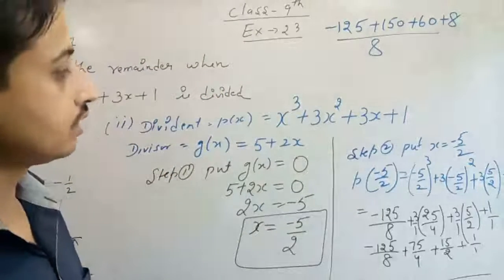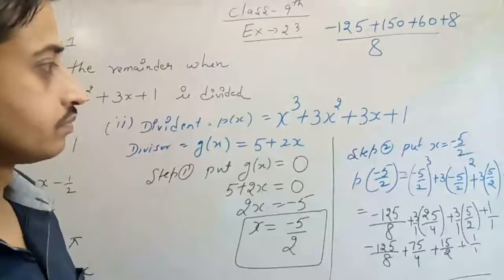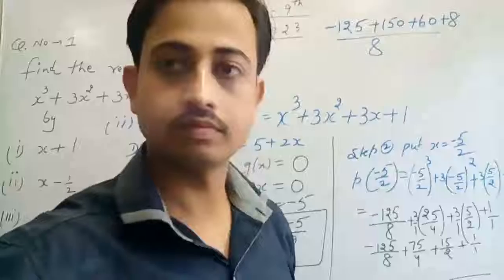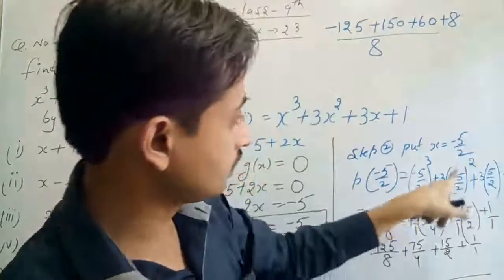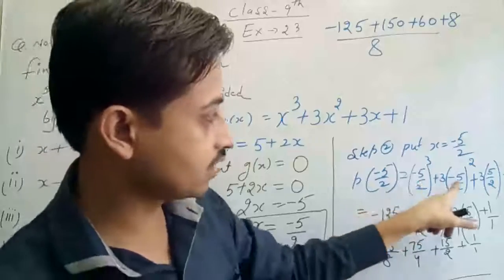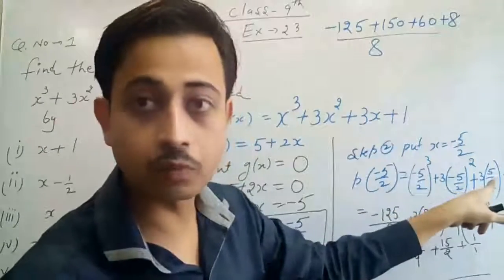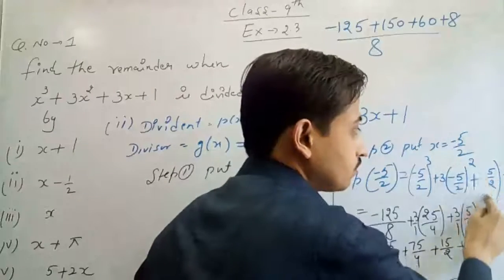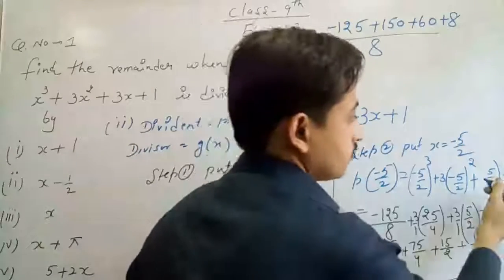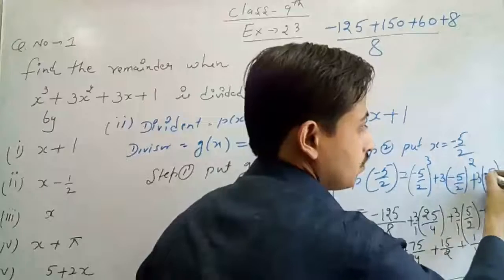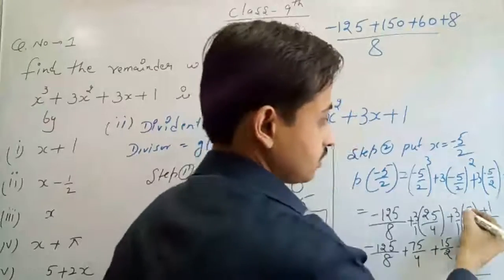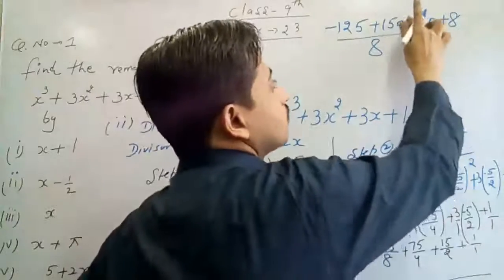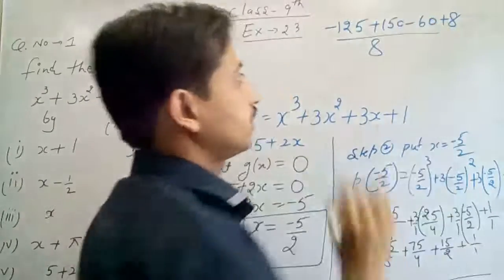Now please solve these values. Please make a note first. In this we put minus 5 by 2, minus 5 by 2, but in this we have put 5 by 2, so this sign is negative. 3 into minus 5 by 2 is negative, so this becomes negative. Now solve this.